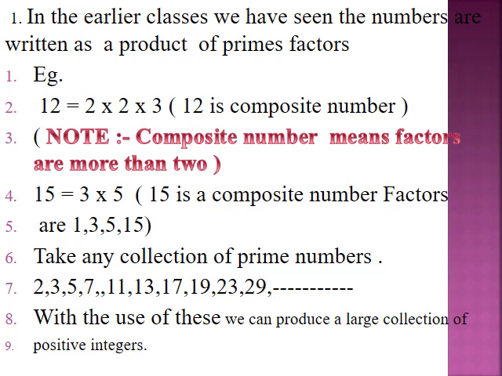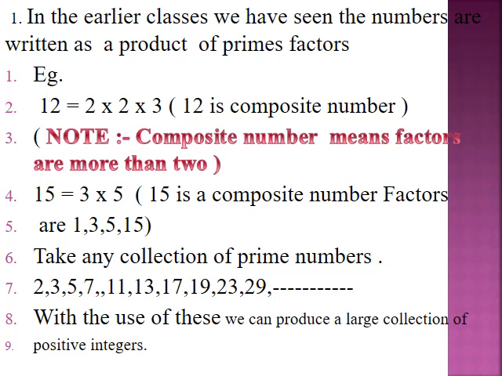Now 15. 15 means 3 into 5. Now 3 and 5 are prime numbers, but 15 is a composite number. Though the factors of 15 are 1, 3, 5 and 15, here we are taking only 3 and 5 as prime factors. Now take any collection of prime numbers: 2, 3, 5, 7, 11, 13. These show the prime factors, and when you multiply these prime factors you will get a composite number.